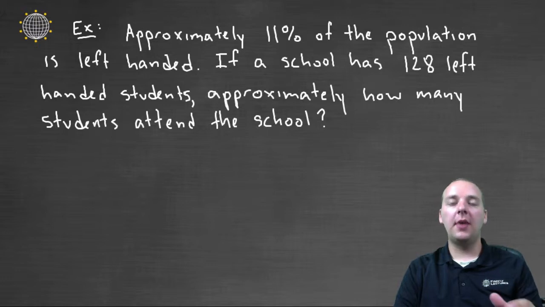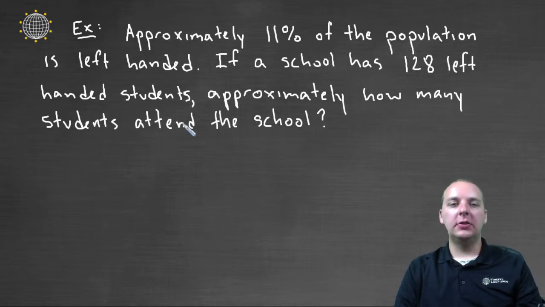Here we have a real life application problem dealing with percentages. And it says approximately 11% of the population is left-handed. If a school has 128 left-handed students, approximately how many students total attend the school?